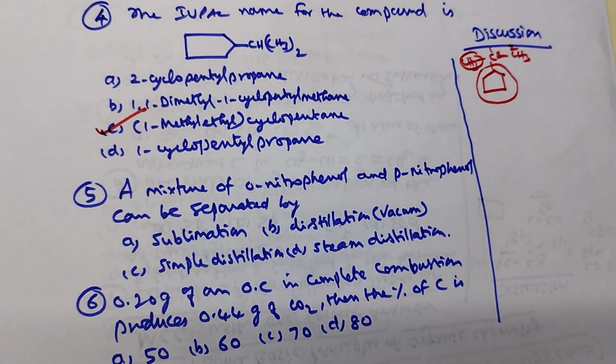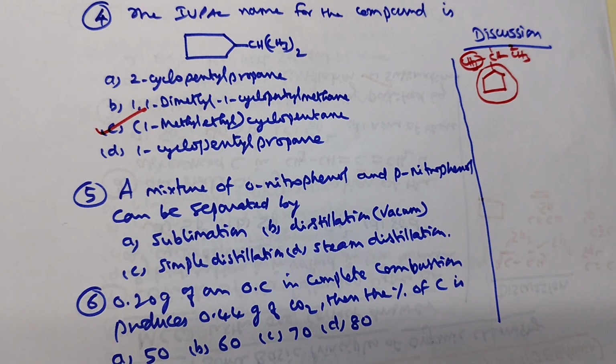The next one. A mixture of orthonitrophenol and paranitrophenol can be separated by, what is the answer for this question? Sublimation, distillation, vacuum distillation, simple distillation, steam distillation. All the types of distillations are given here, and apart from that sublimation is also there. Sublimation is not applicable here because they are not solid compounds; orthonitrophenol and paranitrophenol both are liquid compounds. So in this case we have to think about the distillations.